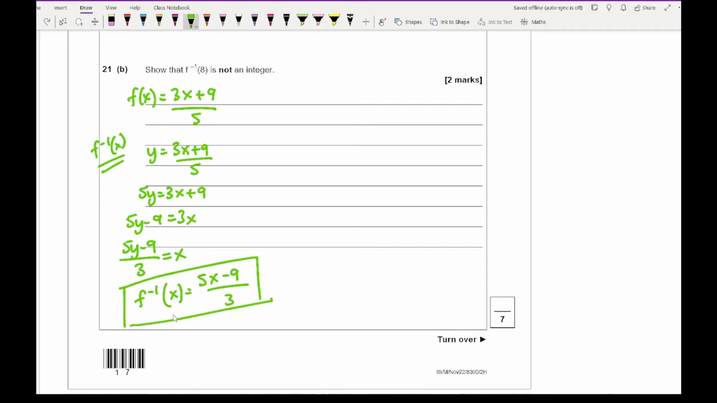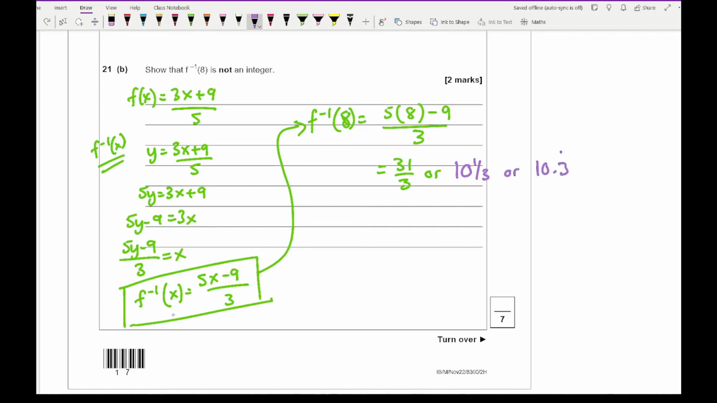Then once I've got this, what I then want to do is substitute x equals 8 into there. So I've got 5 times 8 minus 9 divided by 3, and that comes up to an answer of 31 over 3, or 10 and 1/3, or 10.3 recurring, which is not an integer.